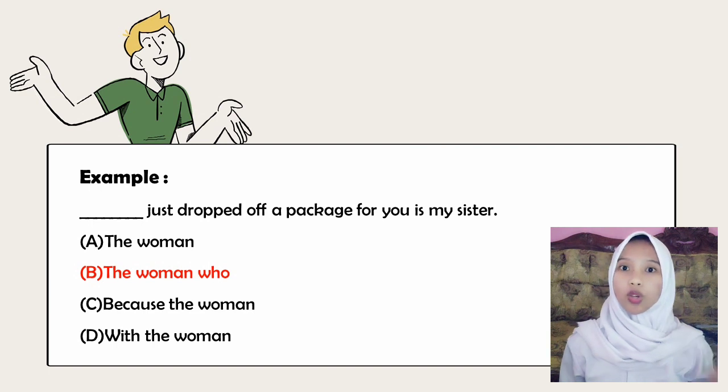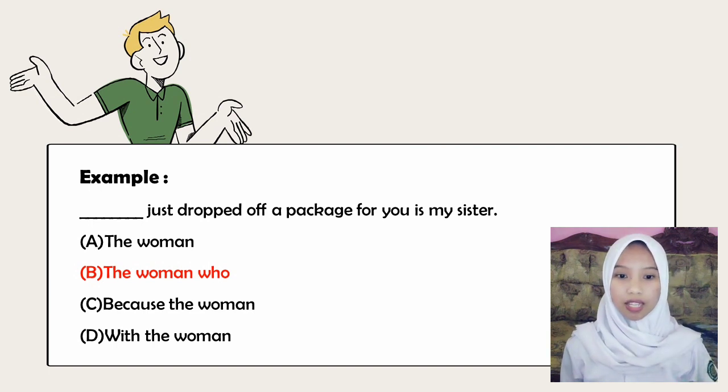You should notice immediately that the sentence has two verbs, dropped and is, and each of them needs a subject and connector. The only answer that has a subject and connector is answer B. So the best answer is B, because the woman is the subject of the verb is, and who is also the connector that joins two clauses.